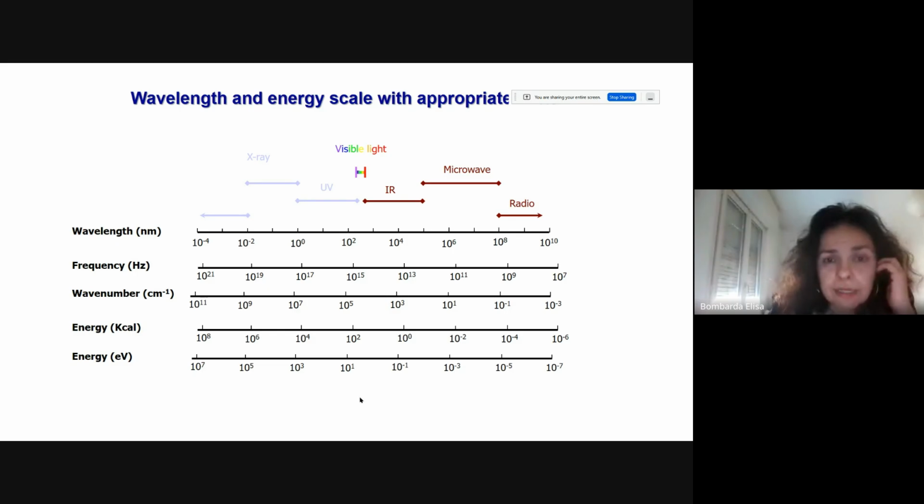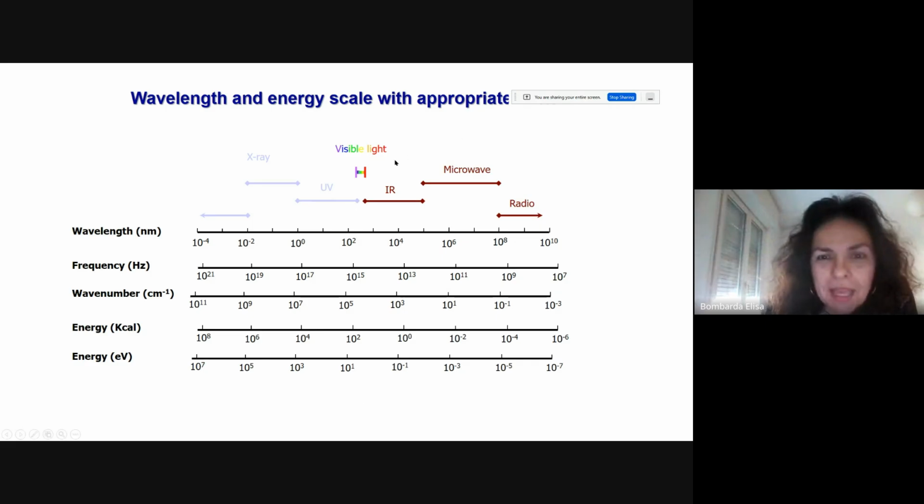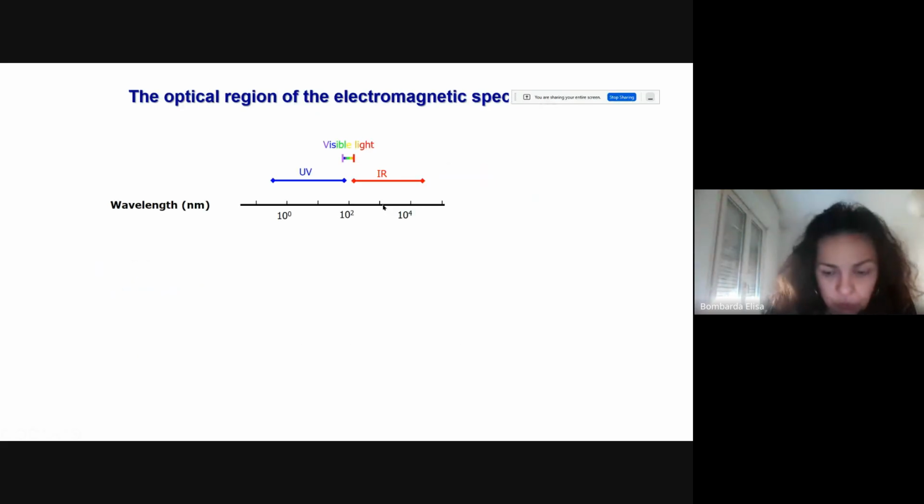Okay, so that is just the wavelength scale. Sorry. What we are interested in when we work with fluorescence spectroscopy is visible light, of course, UV in many respects, and also the infrared. So let's say near UV and near infrared. That is our scale of wavelength.